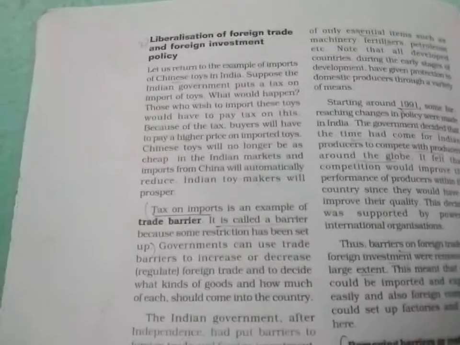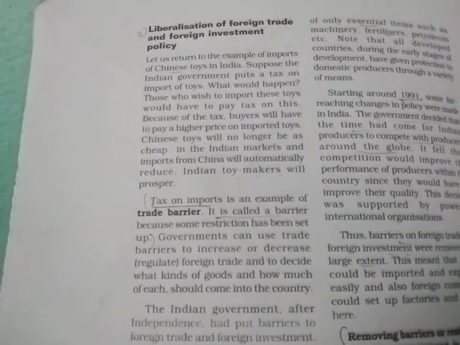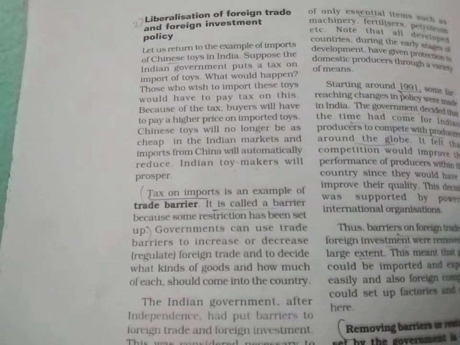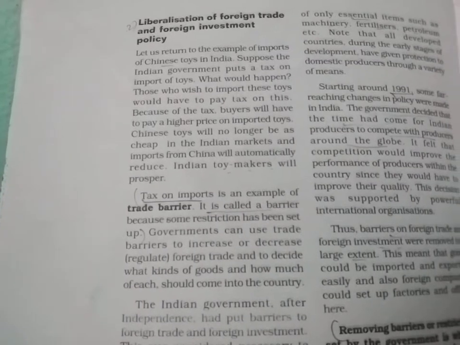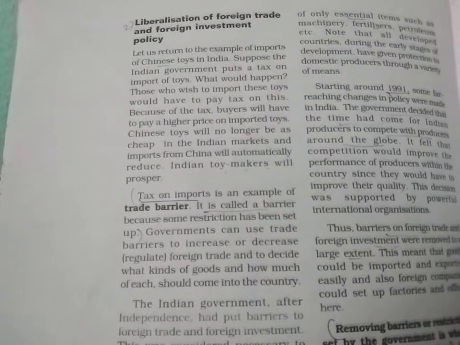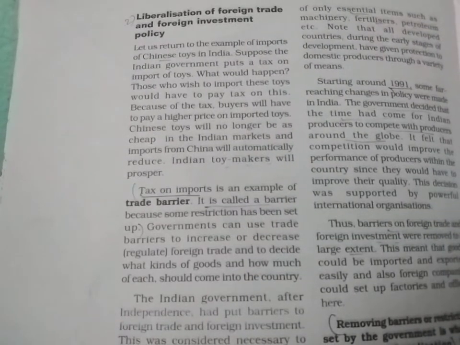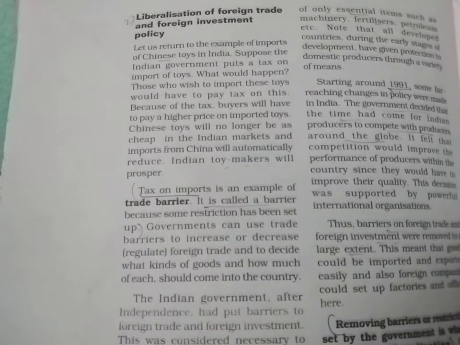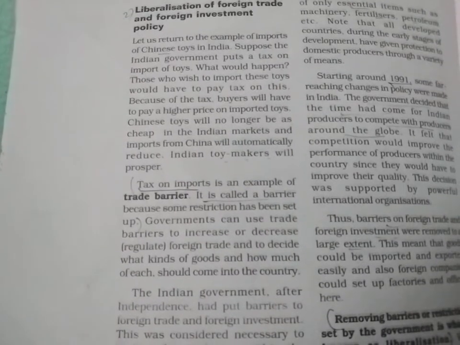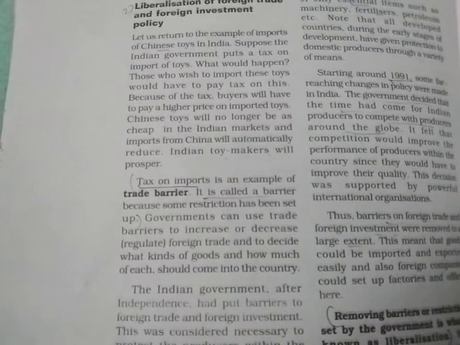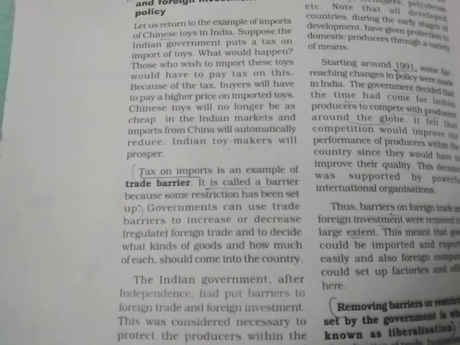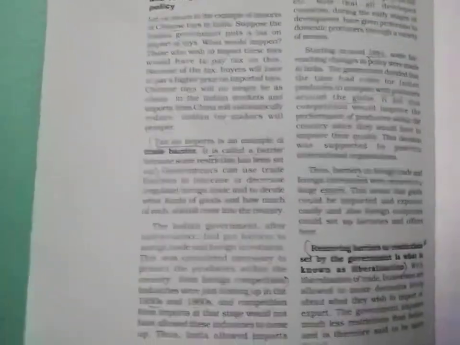Here it is told that Chinese toys are first of all doing business in India and destroying the Indian market of making toys. Many toy making companies were destroyed by Chinese products, because these Chinese products were selling at a cheap price. But what happened, those who wish to import the toys would have to pay tax on this. Because of this tax, buyers will have to pay a higher price on imported toys, and Chinese toys will no longer be as cheap in Indian markets, and imports from China will automatically be reduced.